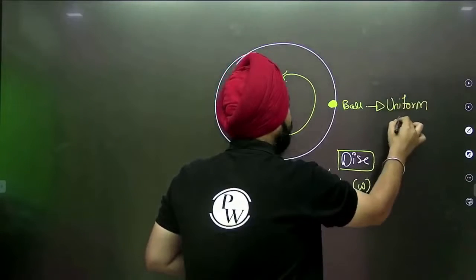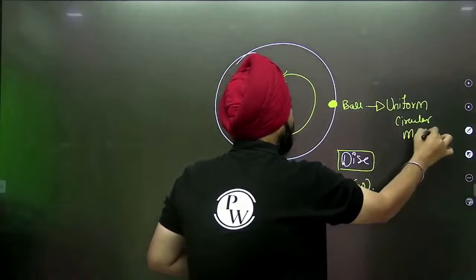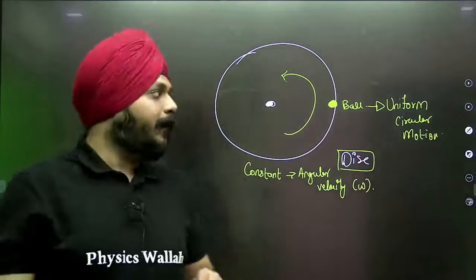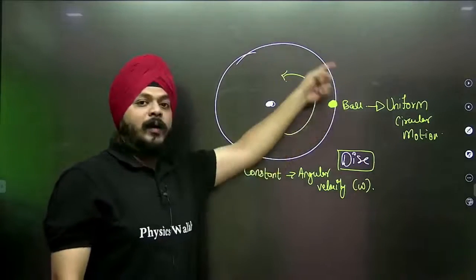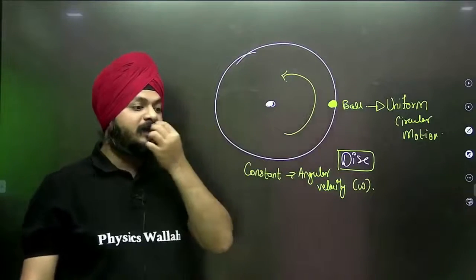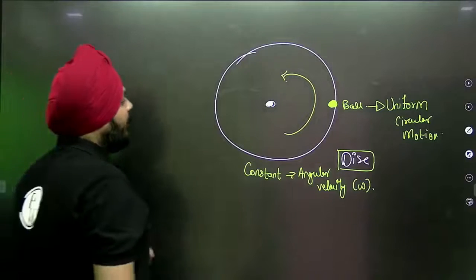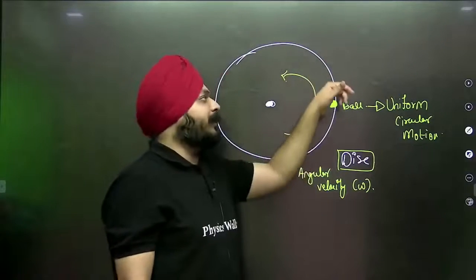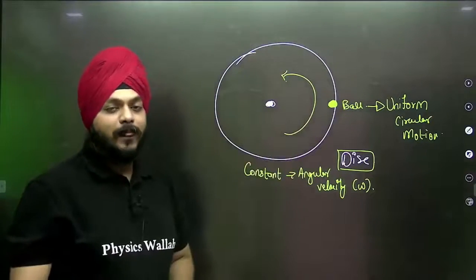Is it clear? This ball is performing uniform circular motion. A ball is attached to the disk, and it is moving on a circular path, right? The angular velocity of the disk is constant, so the angular velocity of the ball is also constant. So this is a uniform circular motion.